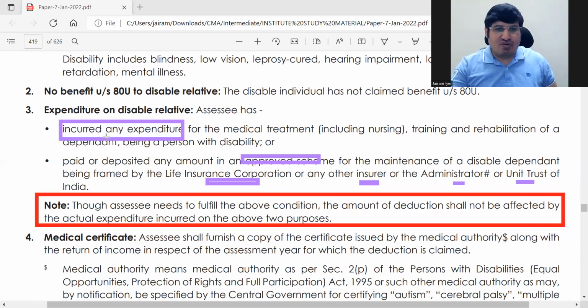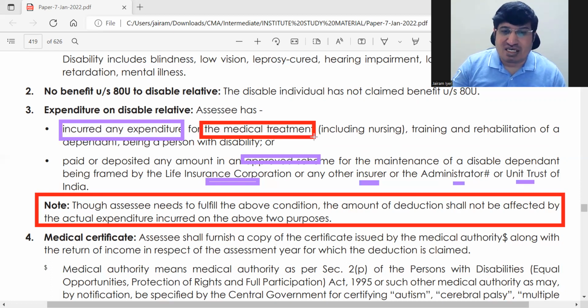Above two, you have to incur some expenditure, or you have paid or deposited money in an approved scheme of LIC, etc. But your deduction will not be affected by this. Deduction is a fixed amount. So even if you have incurred 5,000 for medical treatment, you will still get the deduction of the statutory amount. Your expense on this has to be incurred, but how much is not the question.